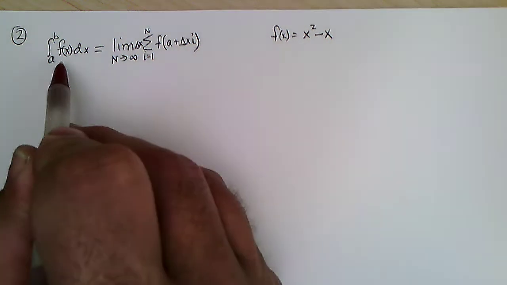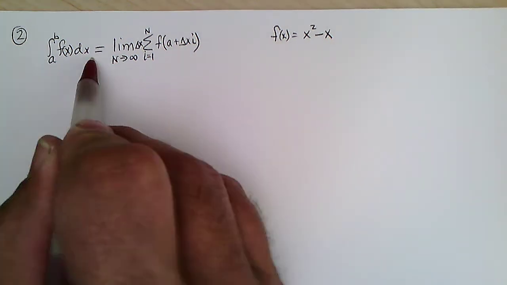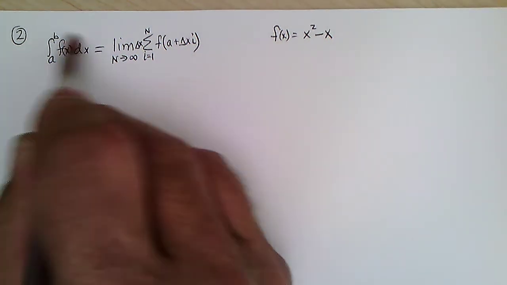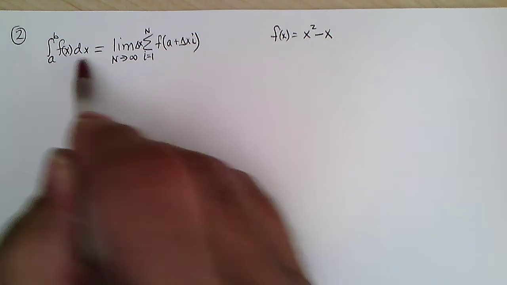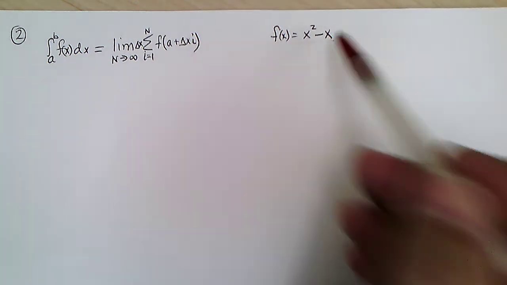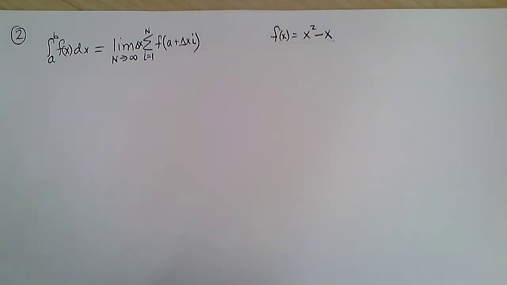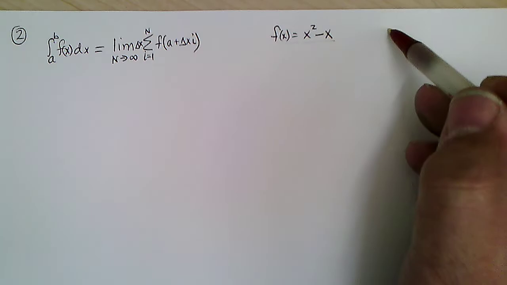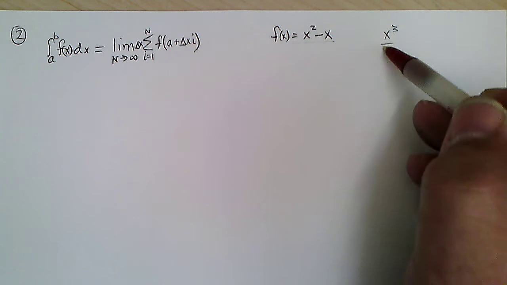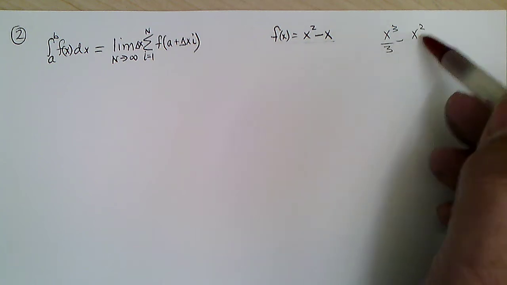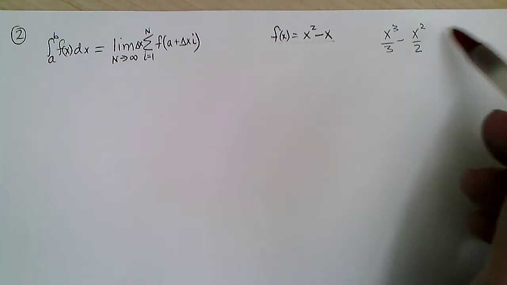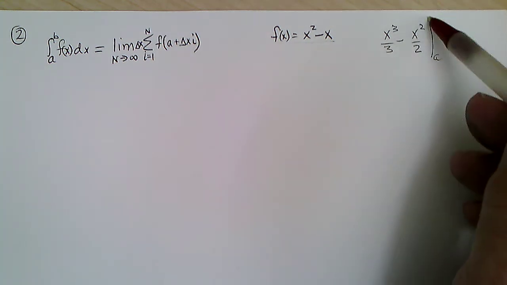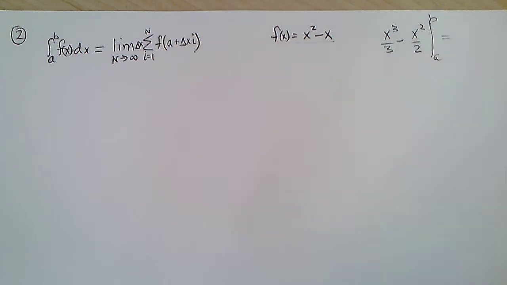Number 2 on the test says use the limit definition of a definite integral, where f of x is this, to show what this works out to be. Now we know the integral of this is going to be x to the third over 3 minus x squared over 2. So we need to evaluate that from a to b, so we know what that should look like.